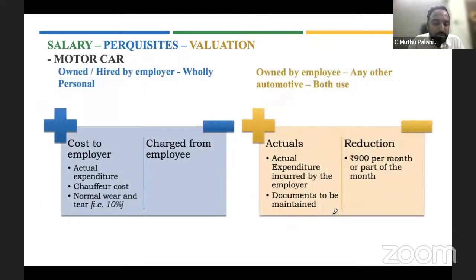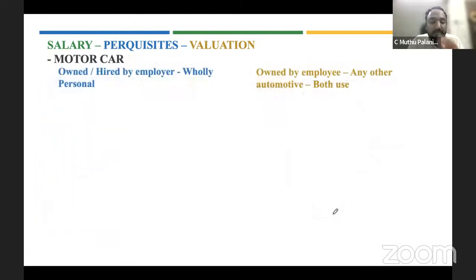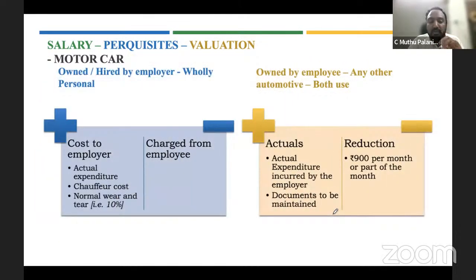So now we'll get into the situations. Certain things are not perquisites. When is it not a perquisite? When the employer has given the car to the employee for exclusive office use, that is not a perquisite. When is it for specified employees? When the employer has given the car to the employee for both uses. Employee's own car reimbursed by the employer is for all employees. So please remember this.